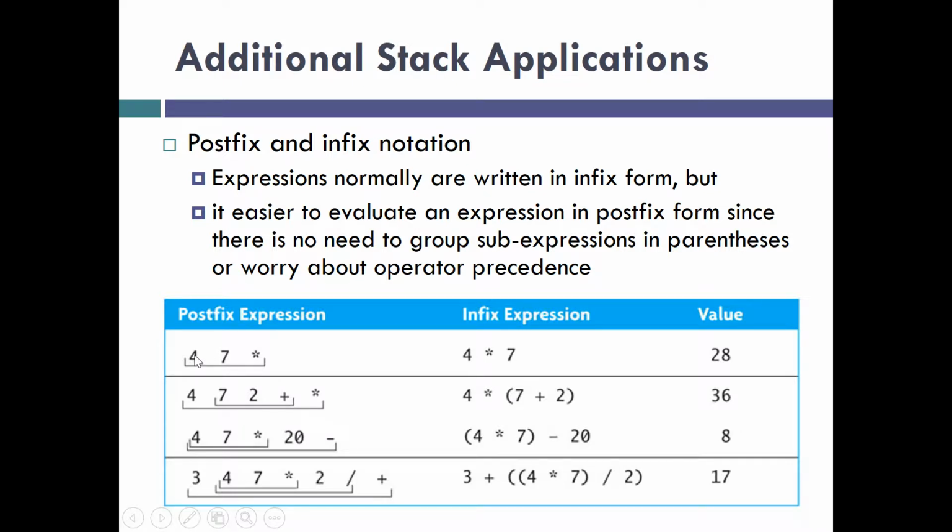The idea is that when we evaluate this, we create a stack, and then we look through each token. If it's a number, push it onto the stack. So here I would push 4 onto the stack, push 7 onto the stack. And then once you hit an operator, any operator, you pop twice. The first pop is going to give you the right operand. The second pop is going to give you the left operand.